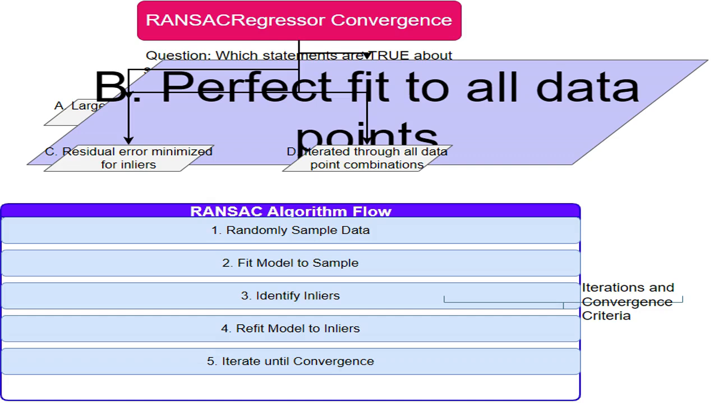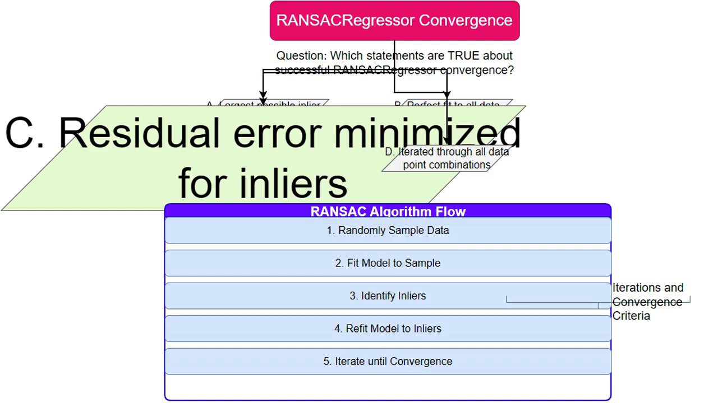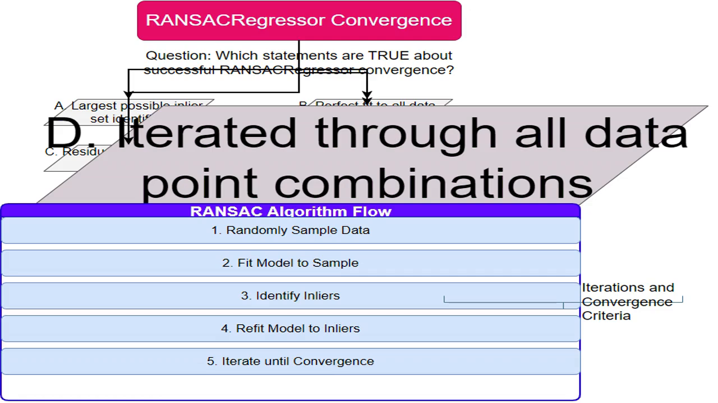This statement is false. RANSAC is designed to handle outliers. I'm aiming for a good fit to the inliers only, not a perfect fit to every single data point. Outliers are excluded from model fitting. This statement is true. The core idea of RANSAC is to minimize the error of the model on the data points that fit, the inliers. This statement is false. RANSAC uses random sampling, not an exhaustive search. If I checked every possible combination, it would take a ridiculously long time for even moderately sized datasets.